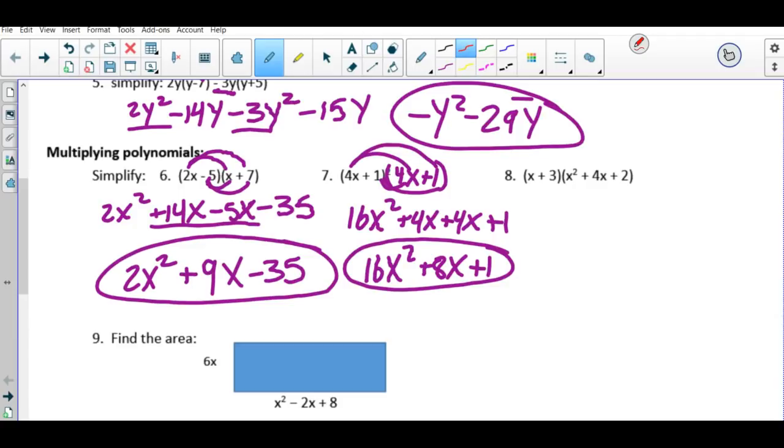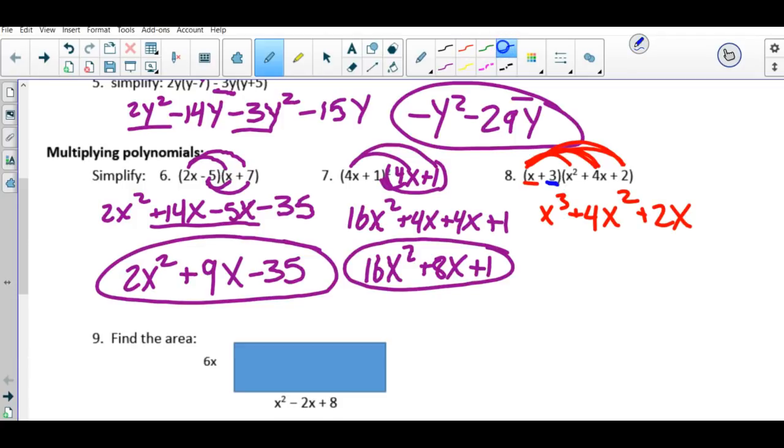Number 8, we have almost like a, no, not triple distribution because we're only distributing twice, but we have an extra term over here. It just means we have an extra thing we're distributing to. So we still have to distribute both of these. X times x squared is x to the third, x times 4x is plus 4x squared, and x times 2 is plus 2x. That's our first distribution.